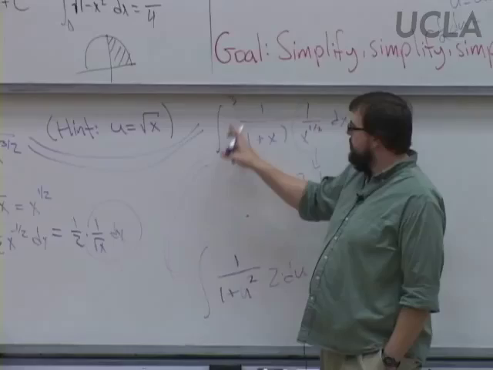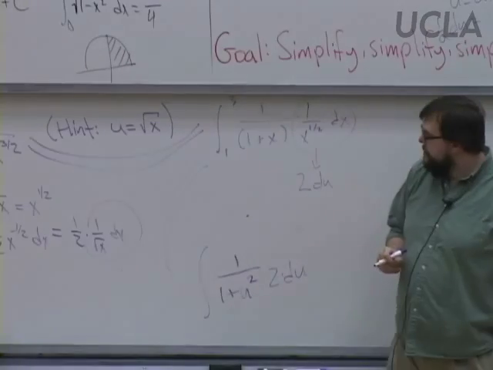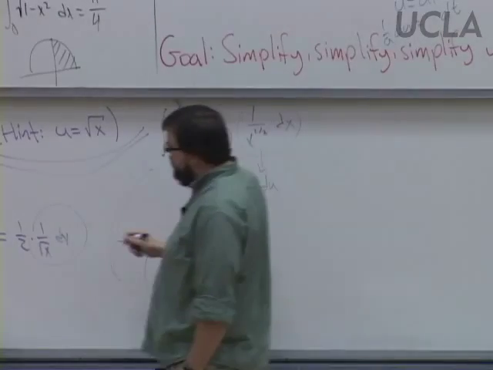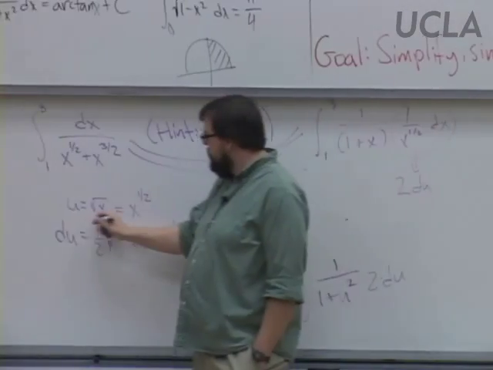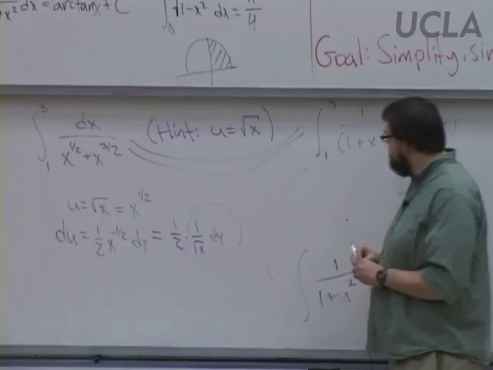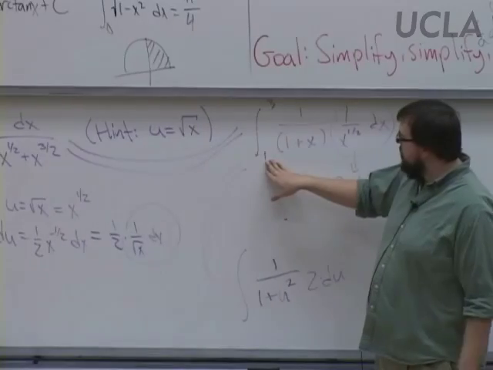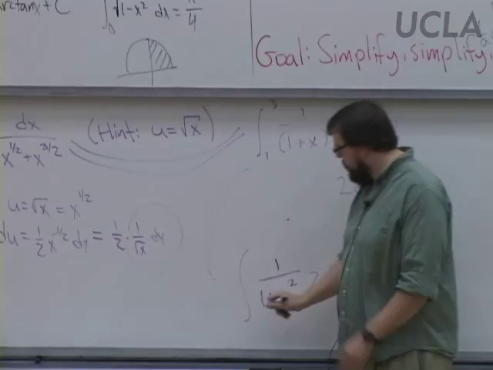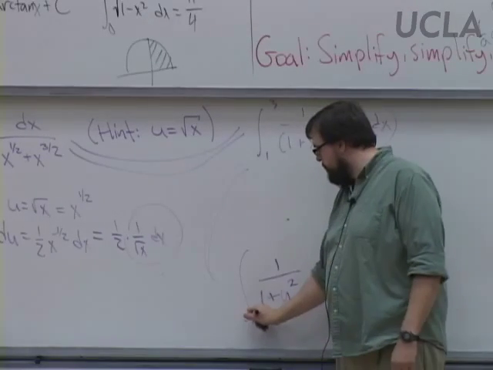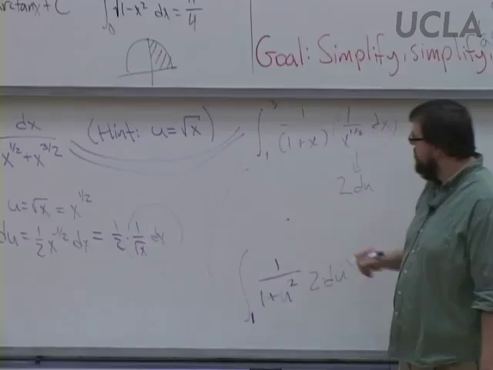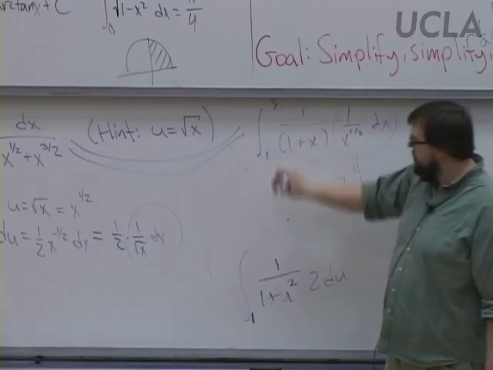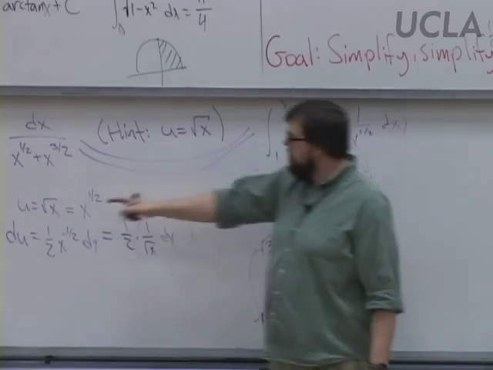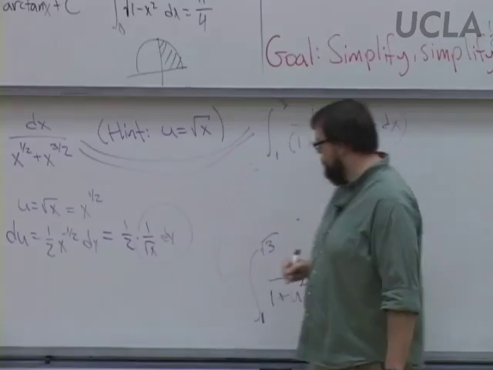Now, let's figure out the bounds. The bounds were originally from 1 to 3. What do the new bounds become? Well, I come back here. Again, u is square root of x. So when x is 1, what is the square root of 1? It's 1. So my bound here is 1. When x is 3, what is the square root of 3? Well, it's the square root of 3. So I plug the bounds 1, 3 into this function here to get the bounds.